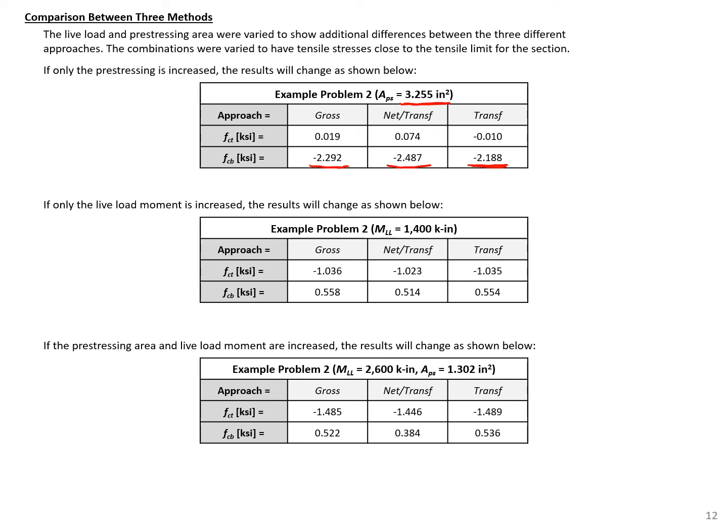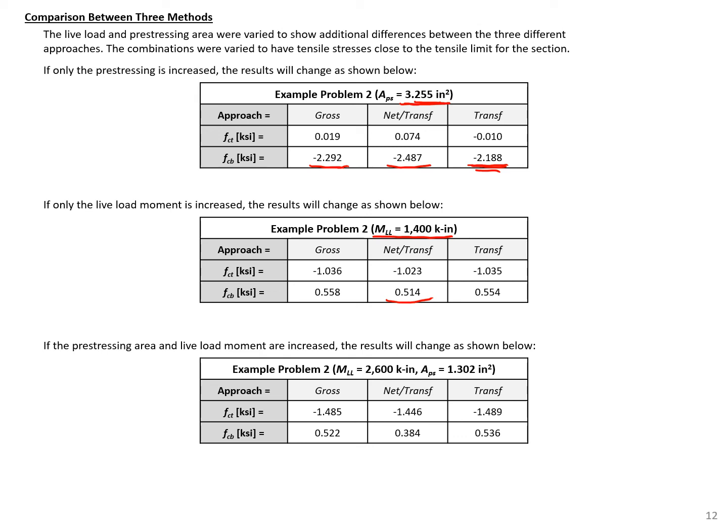So you can see that stress is going to be less because we have more area and a higher moment of inertia resisting that pre-stressing. If we come though and increase our live load moment only, we can see that our stress is going to be less for our net transform section. And this is because, again, the pre-stressing is going to have more of an effect on our net transform. So we're going to get more benefit from our pre-stressing if we use the net transform section approach.